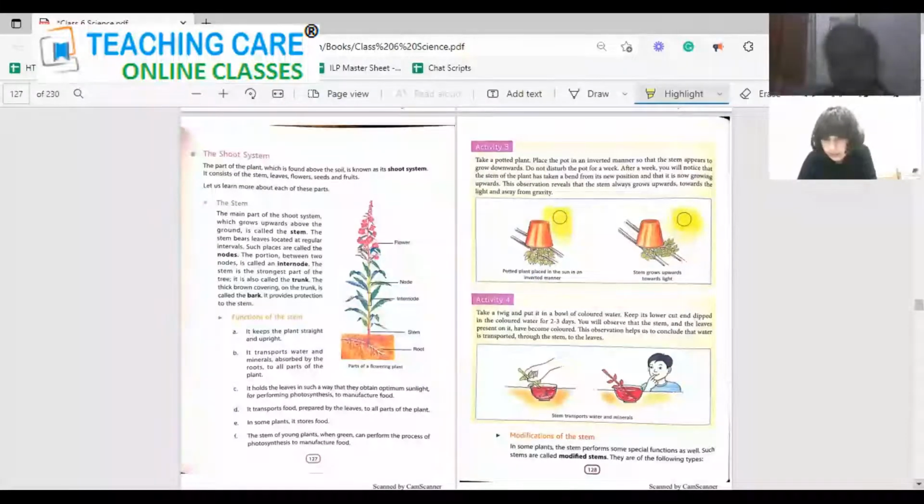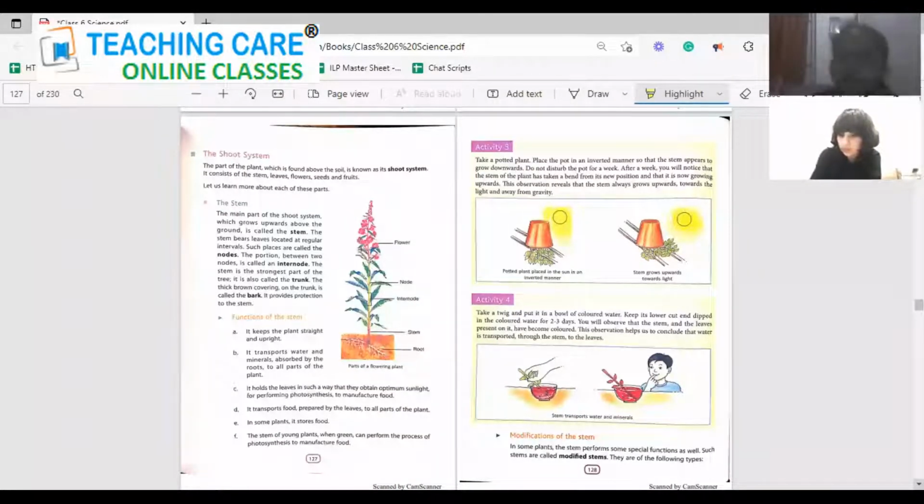Ma'am, a stem, leaf, flowers, and a fruit. Very good. Yes. So that is what we'll see one by one. First, we'll see the stem. How is the stem structured and how is it utilized by the plant?